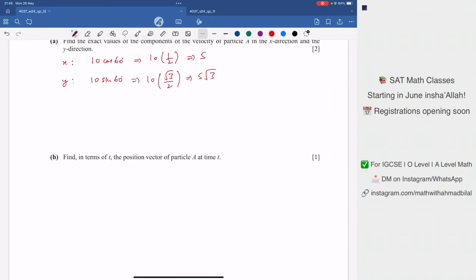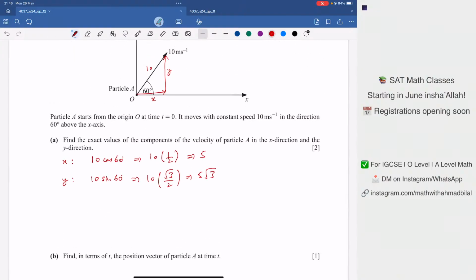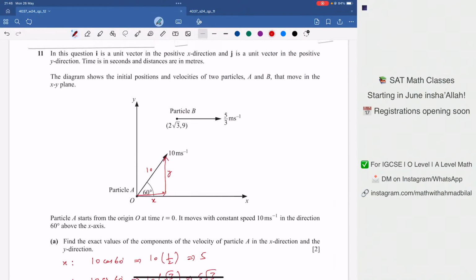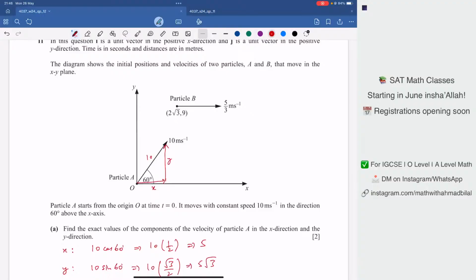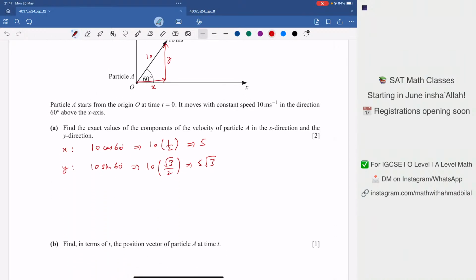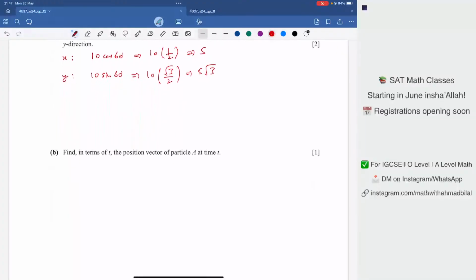Now it says find in terms of t the position vector of particle A at time t. Okay, how do we do this now? What's the initial position? Initial position is origin, so it's starting from the origin. What happens at time t? Now they're saying i is the unit vector in the positive x direction, j is the unit vector in the positive y direction. How do we write the position vector of the particle A at time t in this case?